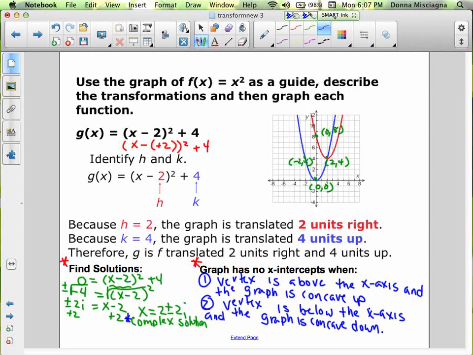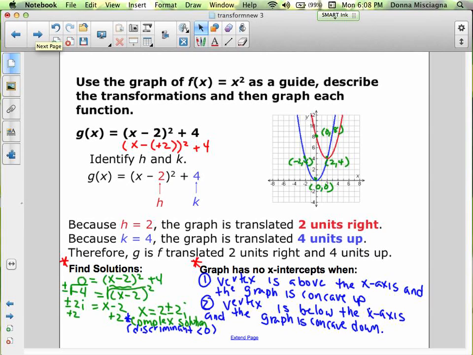All right? So in other words, when we have a complex solution, if we were to find the discriminant, although you can't find the discriminant when it's not in standard form, the discriminant would be less than 0, if we could find it. We could if we change it from vertex form to standard form, but there's really no reason to do that. Right? We can solve it pretty easily and see that we have complex solutions.